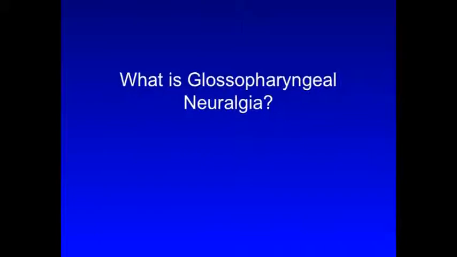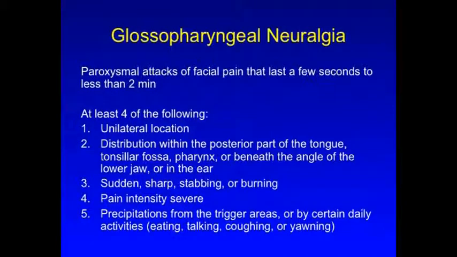Now, glossopharyngeal neuralgia. This is very, very interesting, but also a rare condition. It involves the glossopharyngeal nerve, as its name implies, and is defined as paroxysmal attacks of pain lasting a few seconds to 2 minutes. It's usually unilateral, in the posterior part of the tonsillar fossa, pharynx, angle of the lower jaw and ear. Basically, the sensory distribution of the glossopharyngeal nerve. The pain has a neuropathic quality, stabbing, burning, sharp, and it's very intense, severe.